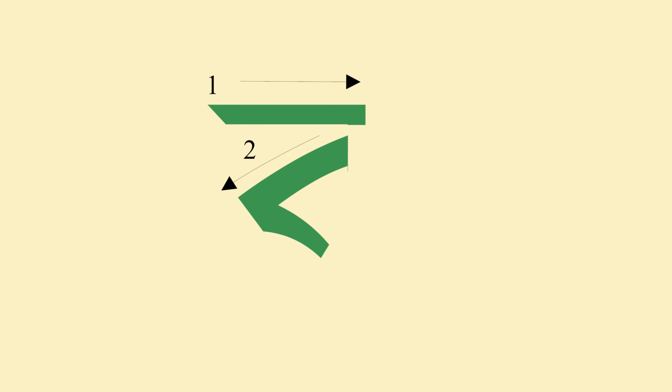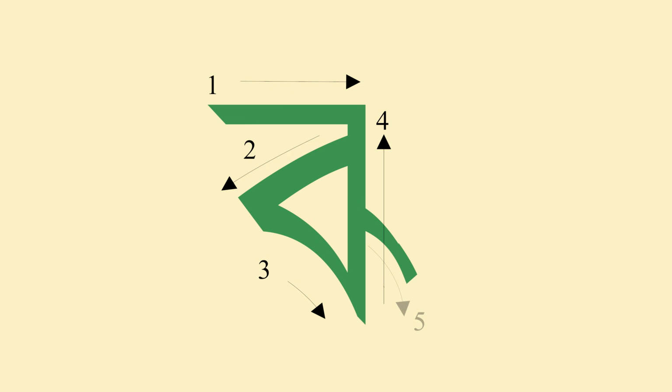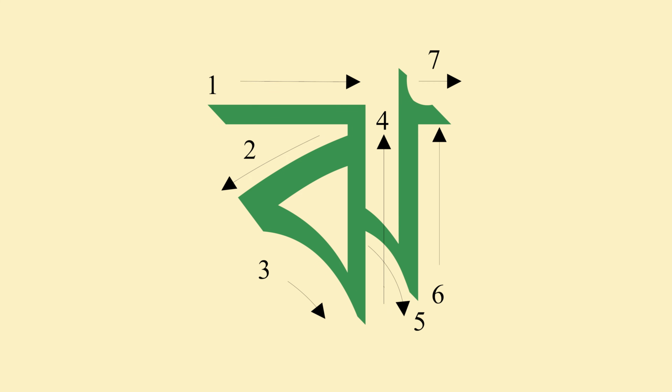Now let's try to write this letter jha. First, we will draw the ardhamatra and then start by drawing the letter ba as instructed earlier. Now draw a slanted curve from here and then do like this. You have now successfully written the Bengali letter jha.